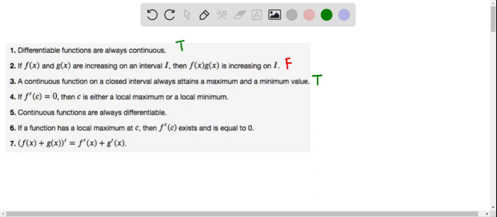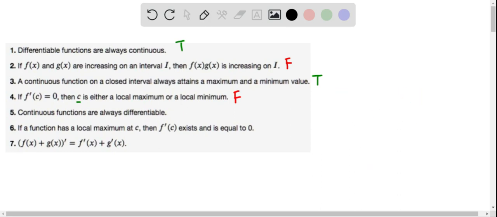Now let's check the fourth statement. That is, if f prime of c equals 0, then c is either a local maximum or a local minimum. It is not true. So we say that this is false because if f prime of c equals 0, then only f of c is either a local maximum or a local minimum and not c. So therefore this statement is false.